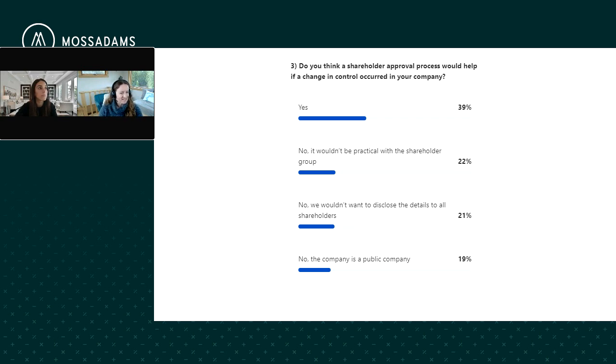All right, great. It looks like a large percent is yes, it would be helpful. Some said it's a public company. And then I think it is a very real thing as far as wanting to be careful about the disclosing of the details to all the shareholders, or it not being practical as well.